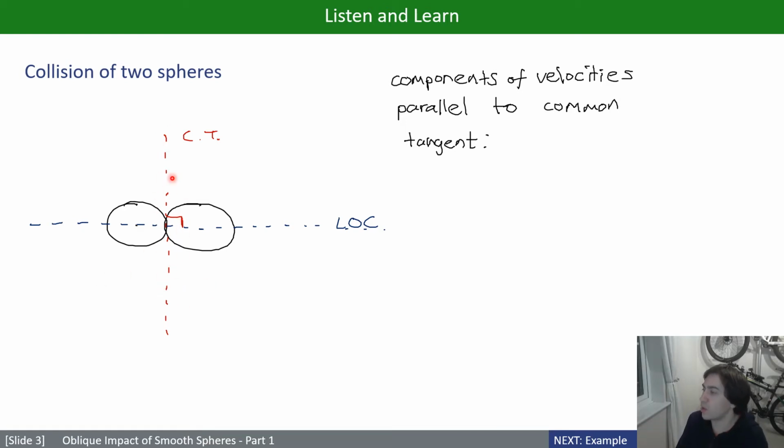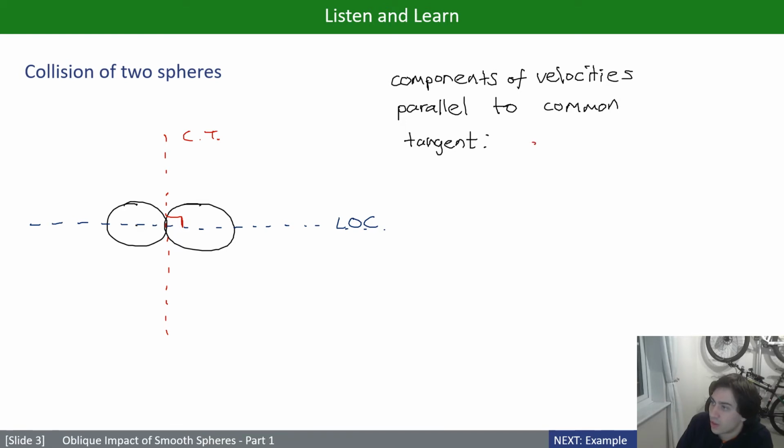It's much like when an object hits a wall. Remember we said only the component which is perpendicular to the wall is going to change, and we used to multiply by e when we had Newton's restitution. And the component of velocity parallel to the wall, we said it stays the same. So much like that, when the two objects hit each other, for both of them, the component of velocity which is parallel to the common tangent is going to stay the same.